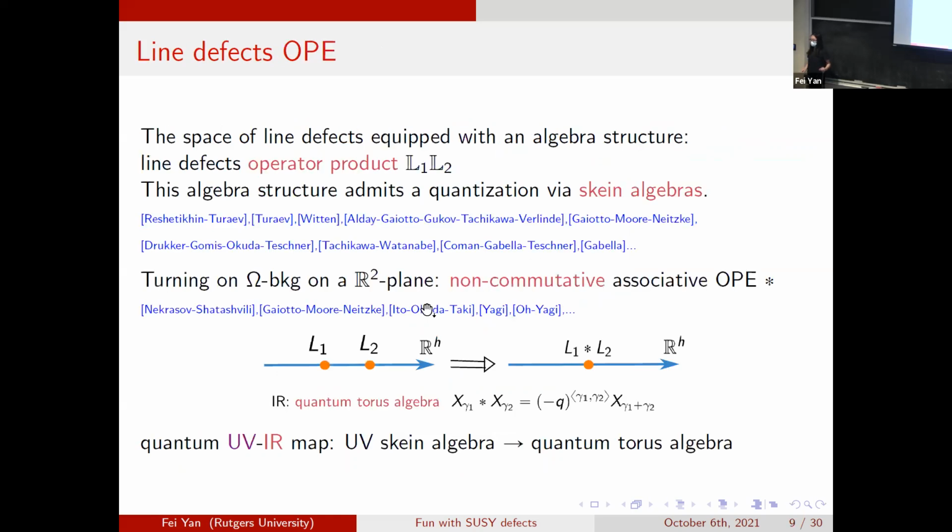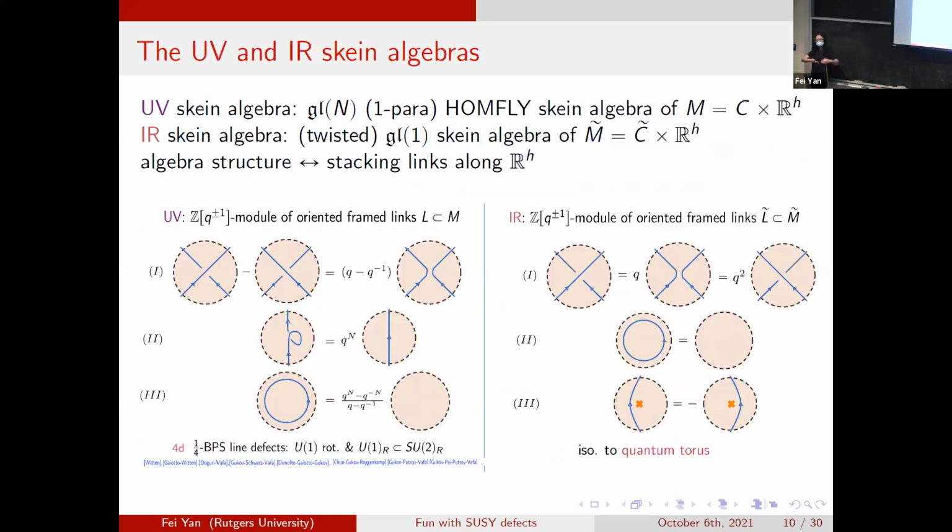For this quantized version of the story, instead of loops on a 2-manifold, I'm actually considering links on a 3-manifold. Particularly in the UV, I'm considering links associated with the 3-manifold taking the form of the Riemann surface across the real line, where you could think of this real line as introducing an actual ordering. In the infrared, the relevant 3-manifold will be the branch covering times the real line. And the algebra structure is literally given by stacking links along this real line direction.